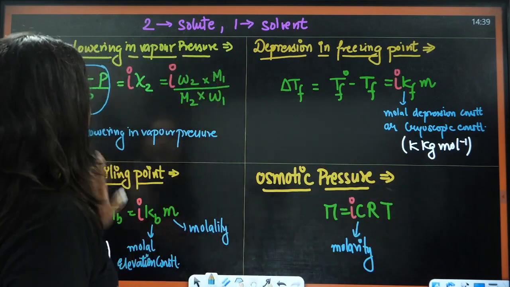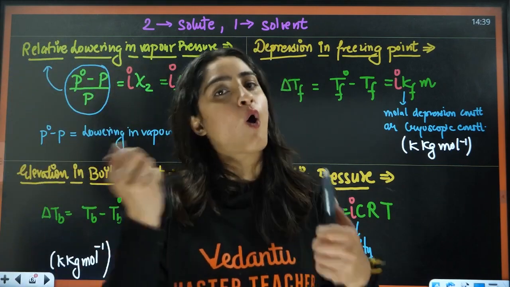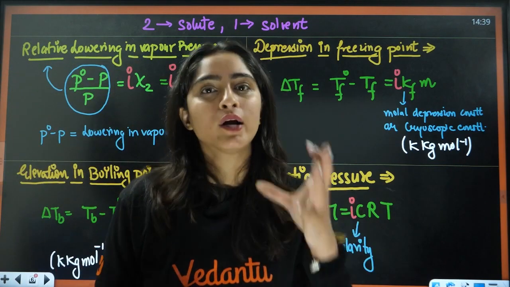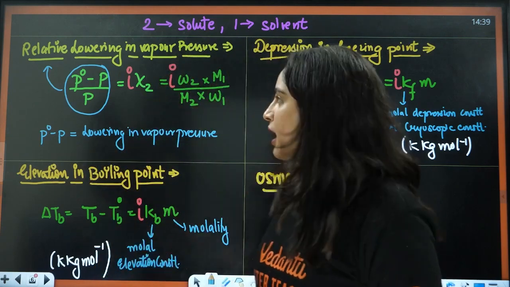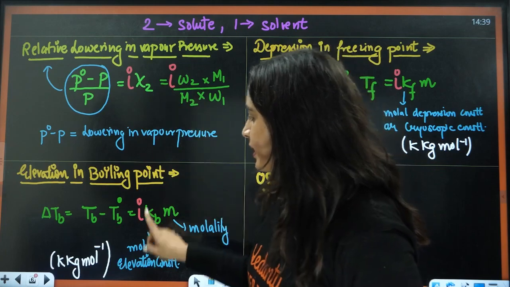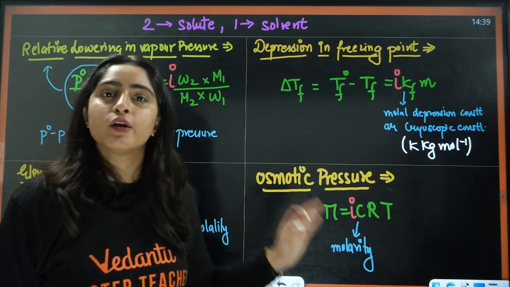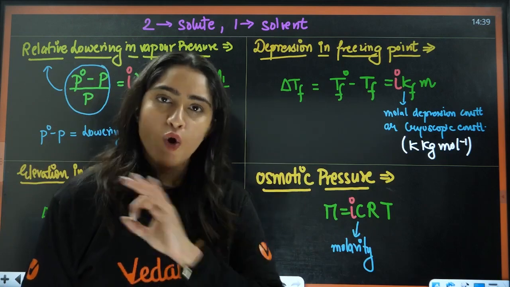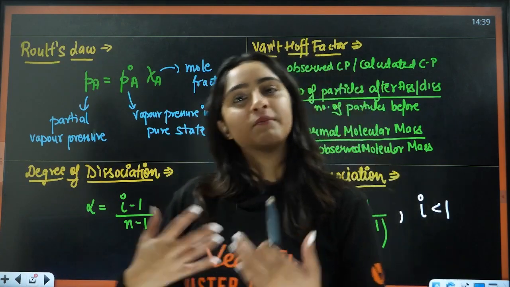Next, if there is any dissociation or association, there will be the Van't Hoff factor. So just apply the Van't Hoff factor, I, in all the formulas. I will be here, here, and here also, and then I is added in all the colligative properties, because of association and dissociation, there will be some change.